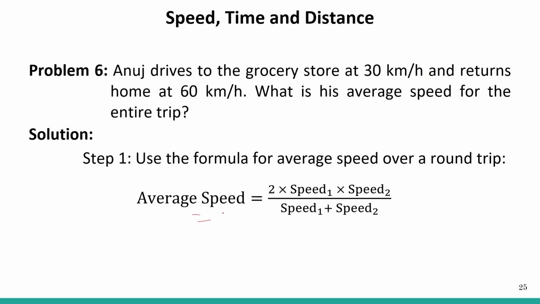So average speed is equal to what? 2 into speed 1 into speed 2 whole by speed 1 plus speed 2. So in this case, it will be 2 into 30 into 60, right, by 30 plus 60. So it will be equal to what? 3600 whole by 90. So cancelling a 0 out, what we are left with is 9 into 40. So it will be 40 km per hour. So 40 km per hour is the average speed of Anuj.